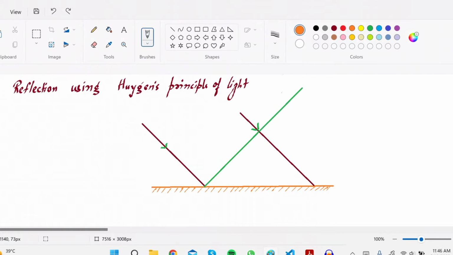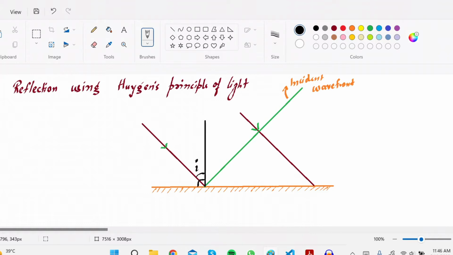So let me write here, this is our incident wavefront, the last incident wavefront. And these two brown rays are incident rays. Now if I make a perpendicular over here, this is the perpendicular to the surface. Let me write here, this is my 90 degrees. What is this angle? This angle is the angle of incidence. What is the angle of incidence? The angle made by the incident ray with the normal is called the angle of incidence.